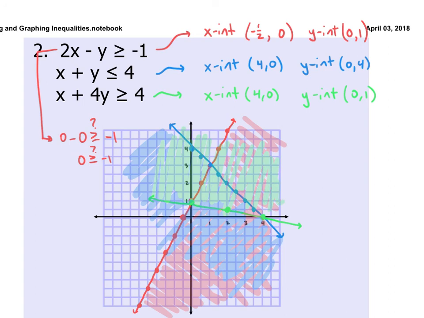And again, you can see how quickly this gets messy. But this is our feasible region right here, this overlap. And the vertices of this feasible region are 0, 1, and 4, 0, and 1, 3.